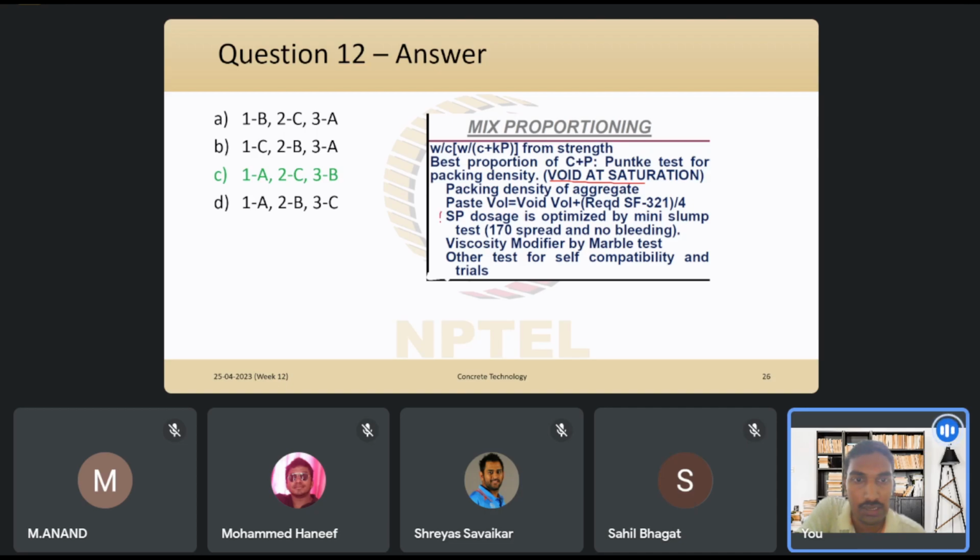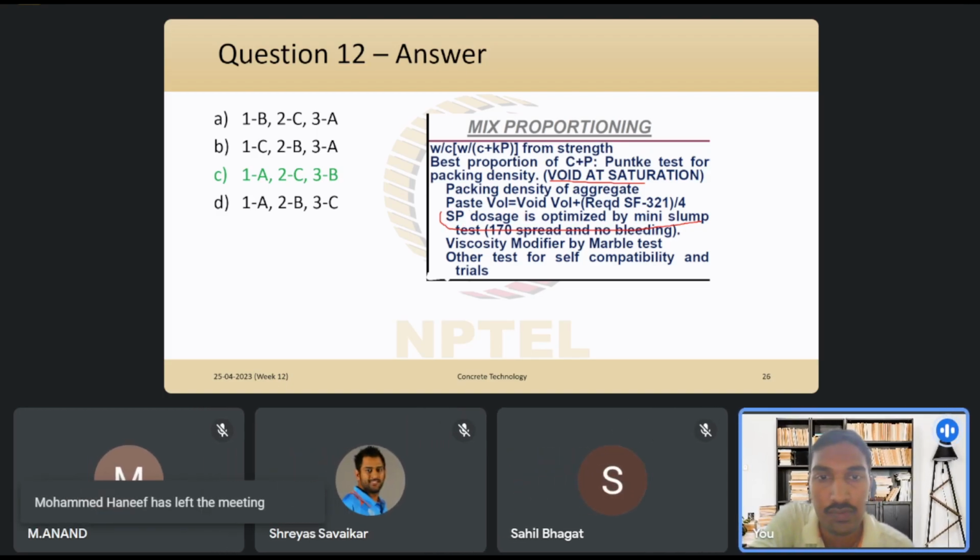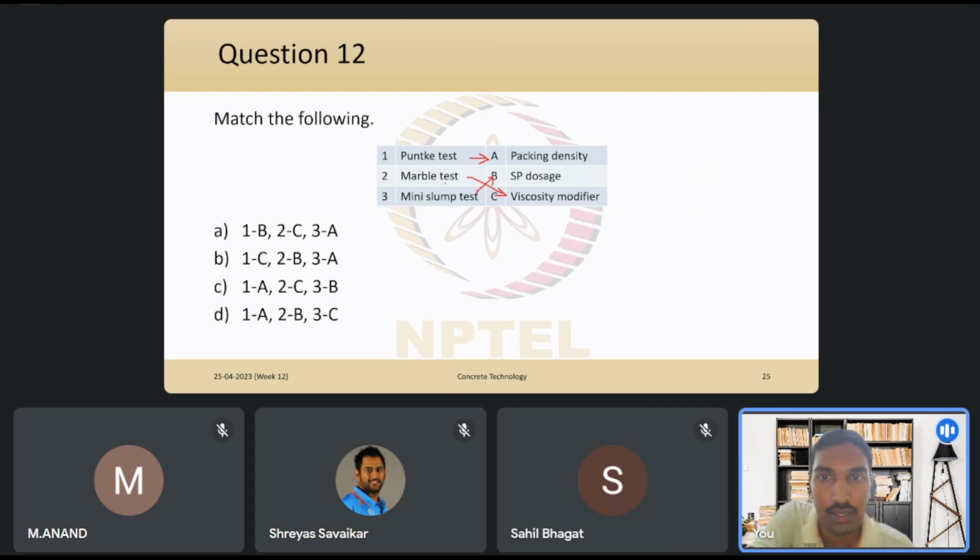And SP dosage is from the mini slump test. What is SP? SP is a superplasticizer. When do we use it? When we want to reduce our water content but still want to have a higher workability. Because this is related to workability, you can go for determining the slump. The mini slump test is one such test, which can tell us the optimum superplasticizer dosage. And for viscosity modifier addition, we can use the Marble test. Therefore that is the right matching: 1 with A, 2 with C, and 3 with B. That is given in option C.